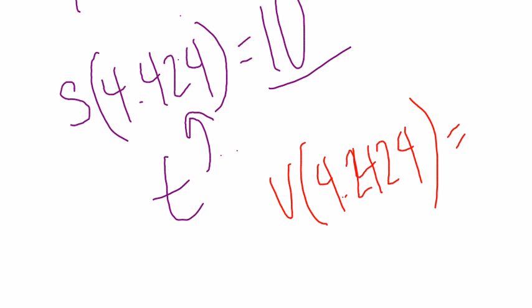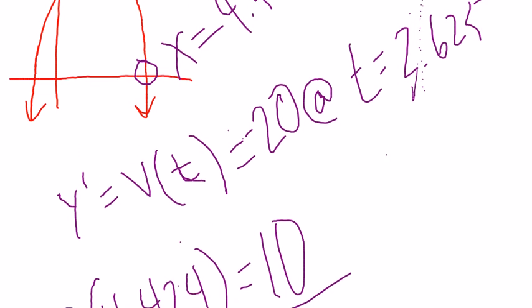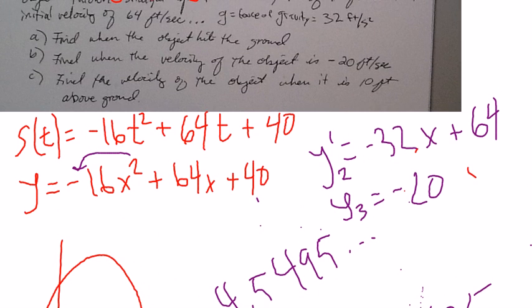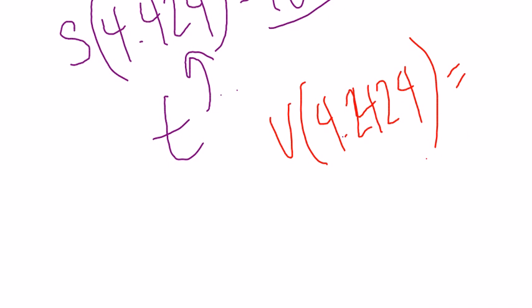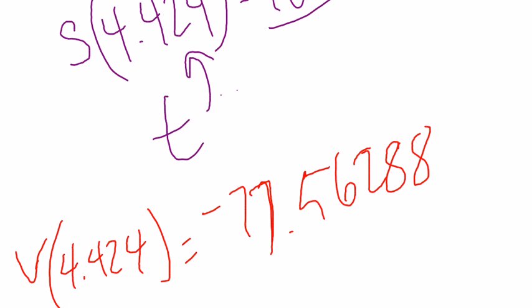And we can do that because we already found our equation as -32x plus 64. We also already graphed it, so all we have to do is go to our graph for the x value, 4.424, and we find that the velocity is -77.56288 feet per second, and that is with the exact time value there. I went and stored it. Yay.